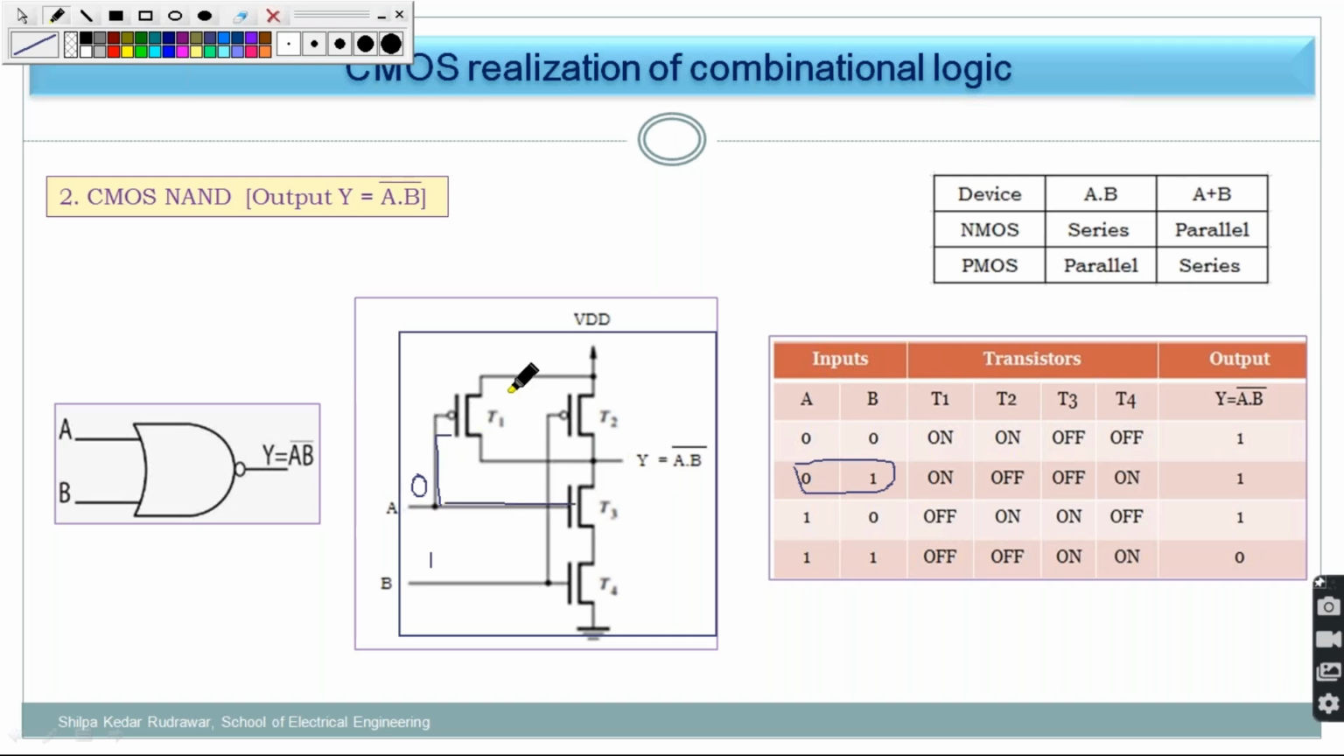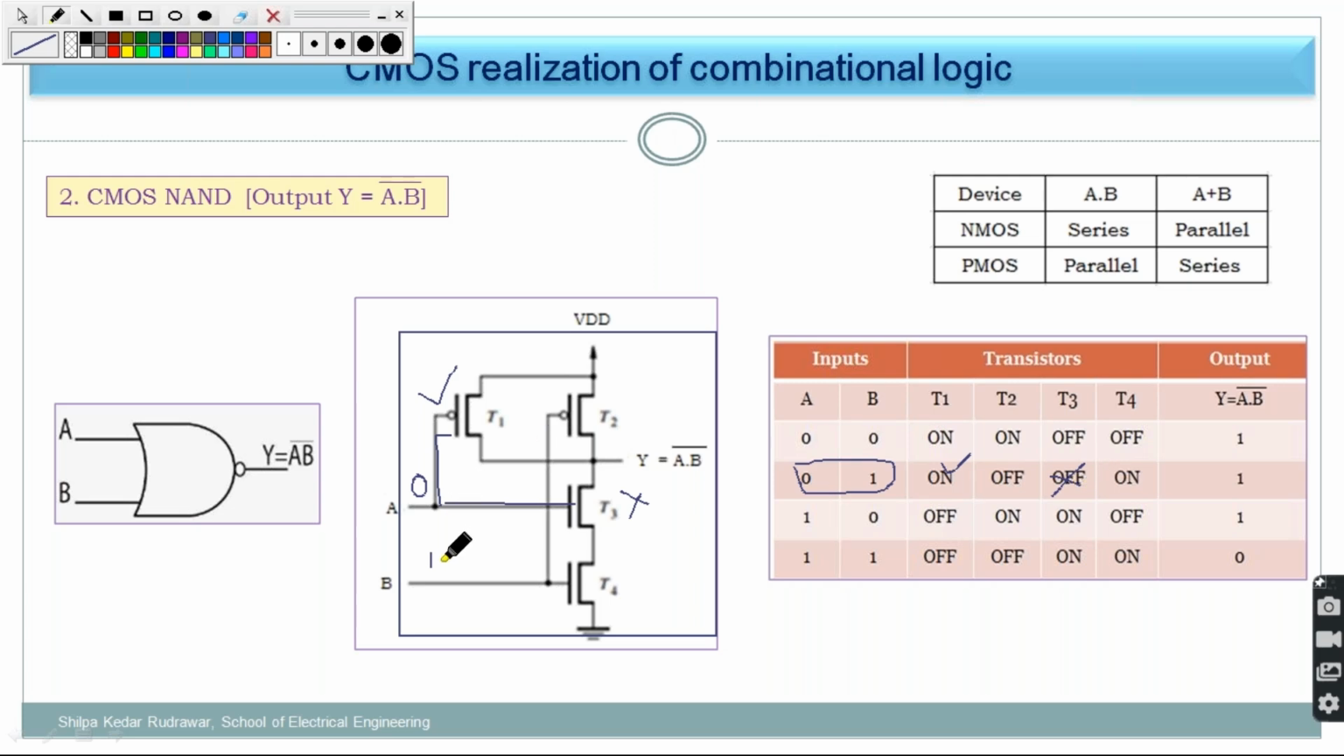Now just check. This T1 is the PMOS transistor. When 0 is applied, what will happen? That transistor T1 will be on. So here it is mentioned that transistor T1 is on, so I am writing on. Now when 0 is applied to T3, what will happen? This will be in the off state because NMOS requires logic 1 to turn on, and that's why T3 will be in the off state. Okay, this way you need to go.